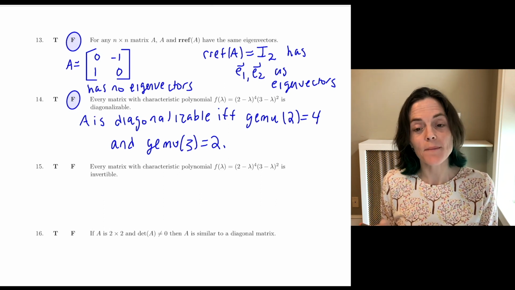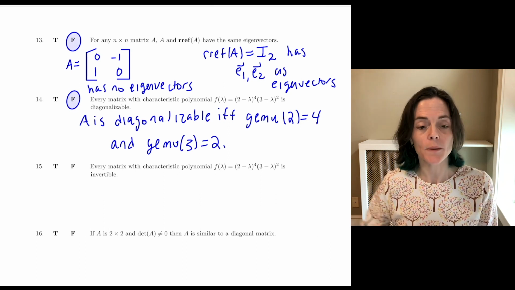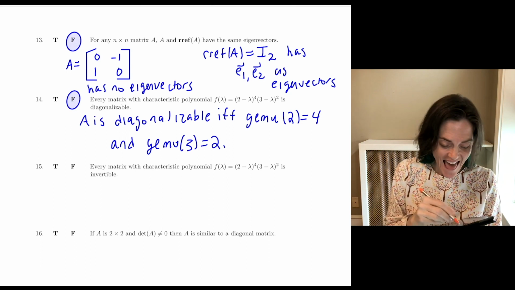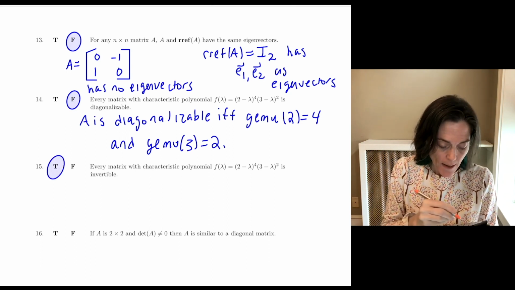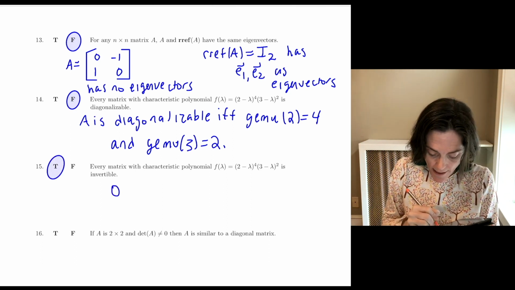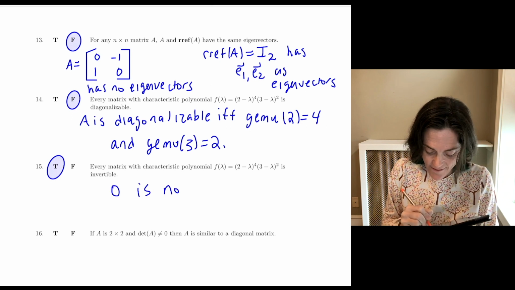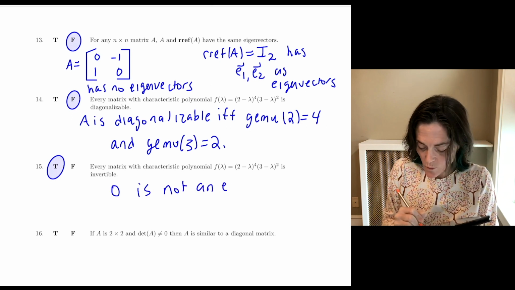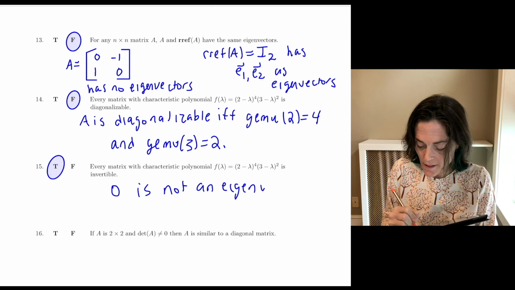Next question, every matrix with the same characteristic polynomial is invertible. This one is true because 0 is not an eigenvalue. So we will have invertibility.